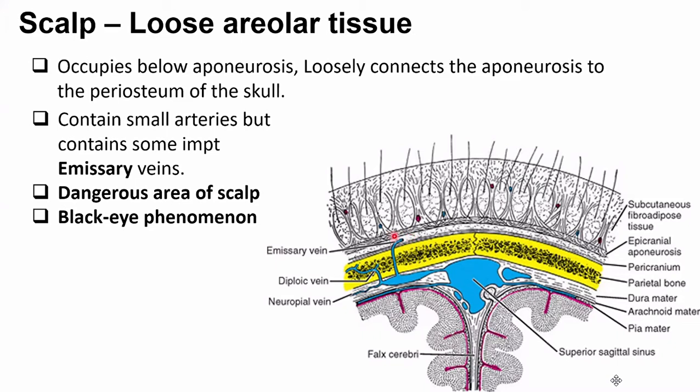Any infection in the subaponeurotic space with accumulation of pus may spread the infection into the sinuses. And once there's an infection here, this can cause meningitis. So this is called the dangerous area of the scalp, the loose areolar tissue.